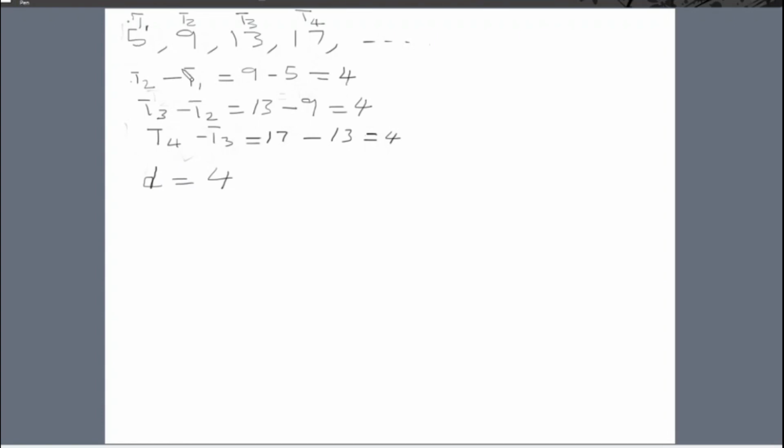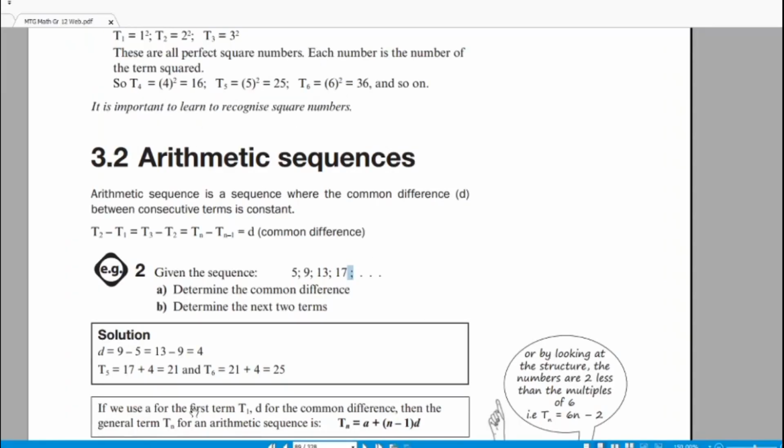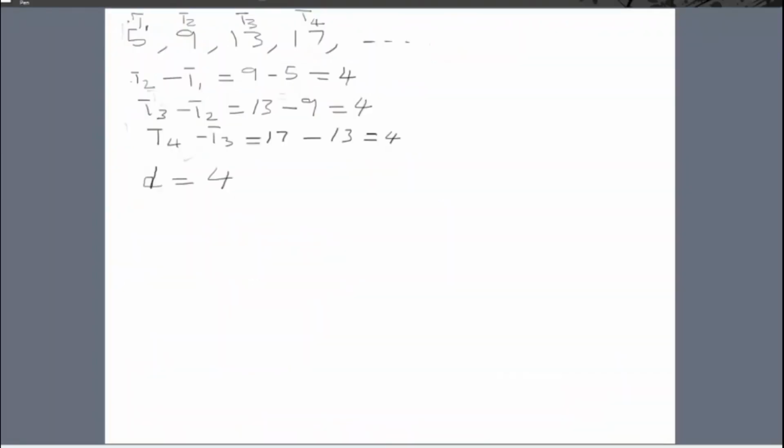Because from 5 to 9 we added 4, from 9 to 13 we added 4, from 13 to 17 we added 4. Right, so therefore the common difference here is 4. Determine the next two terms of the sequence. So the next two terms in this sequence are T5 and T6.